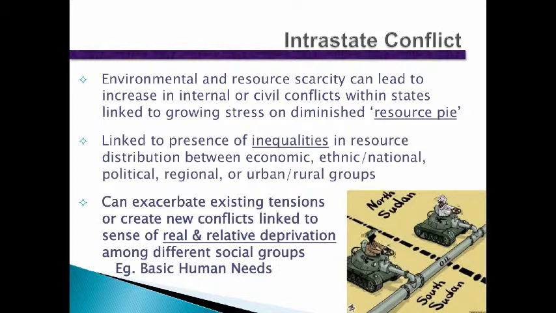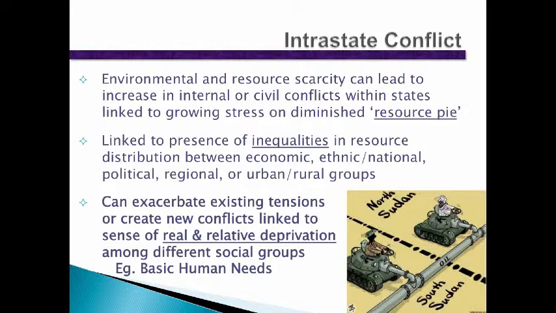And so what we see is that resources and the lack of access to resources is something that can either exacerbate some of the existing tensions that might already exist between these groups and societies, or might actually even create new sources of conflict between some of these different groups within a society. And these are often tied to the sense of maybe real deprivation between one of these groups who maybe don't have access to enough of these resources to maybe meet their basic human needs, who might not have enough access, for instance, to food and water within a country. That's definitely something that could lead to conflict.